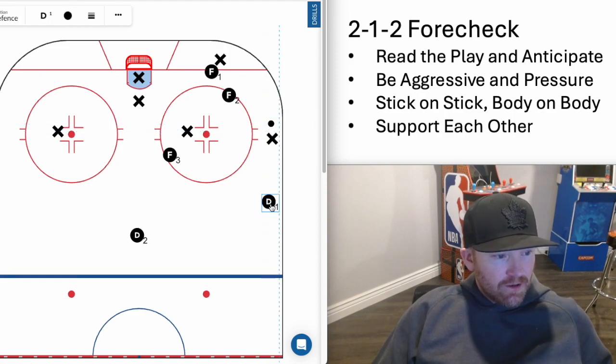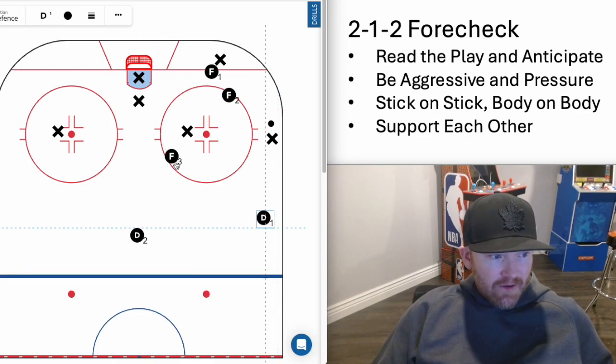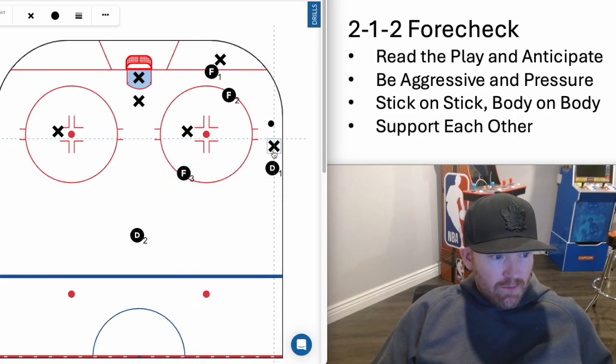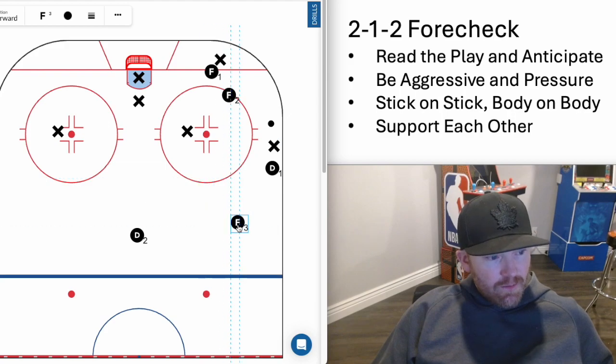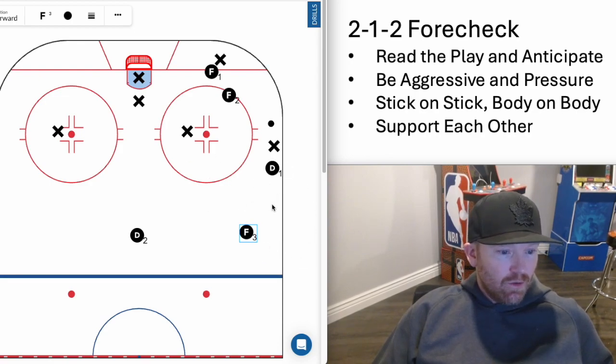And in this instance, our D1 sees an opportunity to pinch. They see that they have their F3 high and ready in that second layer. They pinch down low to keep the puck in, and our F3 blasts out to support. So just in case the puck does come by, they're protecting, making sure there's no breakaway or odd man rushes like a 2-on-1 or 3-on-1. So again, it's really important to read the play and anticipate what's going to happen.